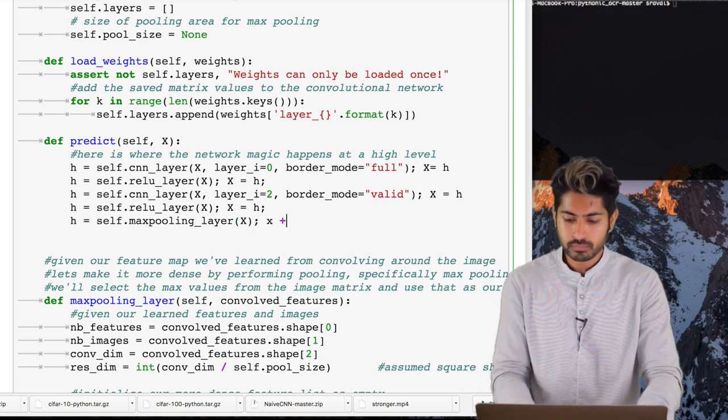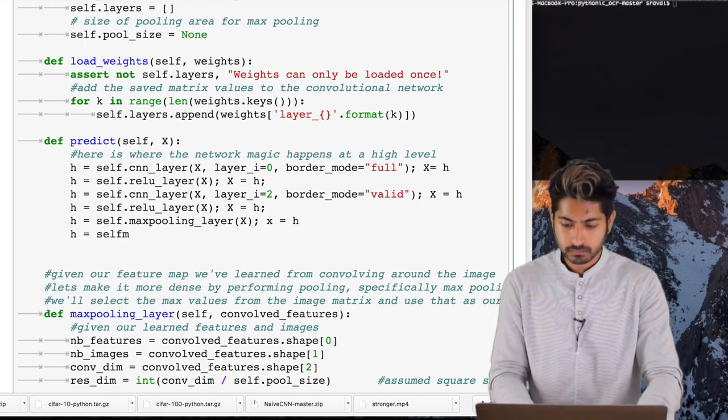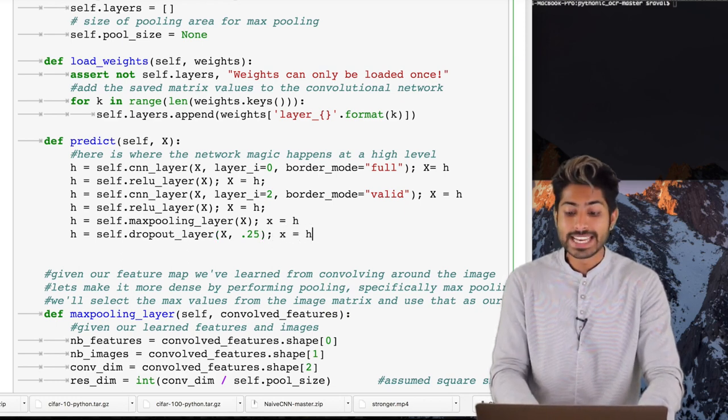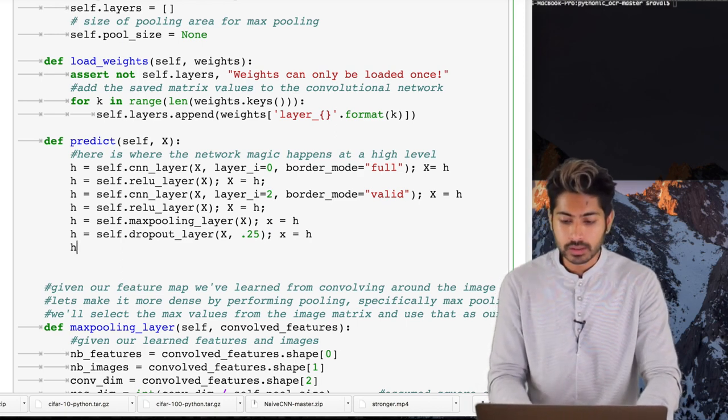So, right, we're gonna pool it, we're gonna pick the most relevant features from that output, and then we're gonna perform dropout to prevent overfitting. And we're gonna say there's gonna be a 0.25 chance that a neuron is going to be deactivated, that will turn it off, set it to zero. And that's our dropout probability value.